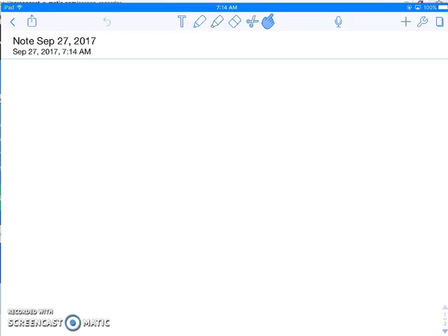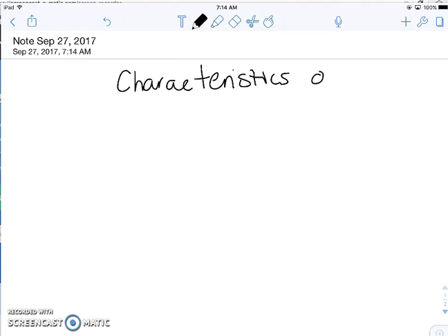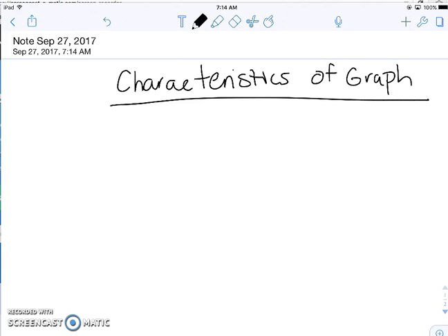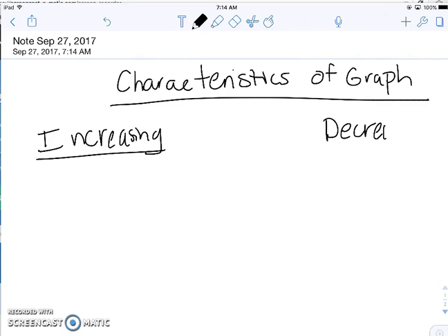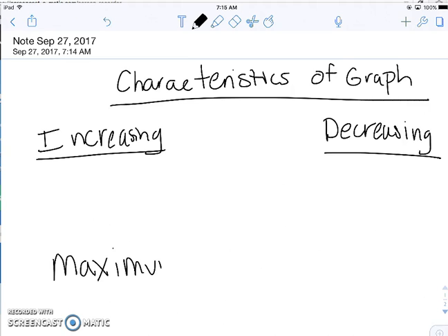Today we're going to take a look at characteristics of a graph. And in particular, we're going to look at where is a graph increasing, where is a graph decreasing, where are the maximums, and where are the minimums.